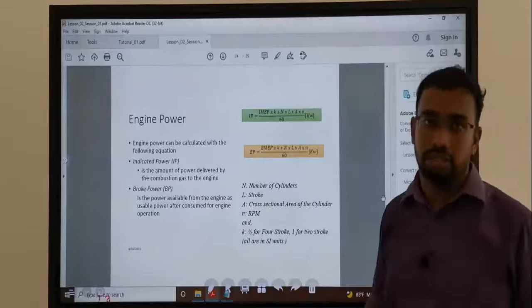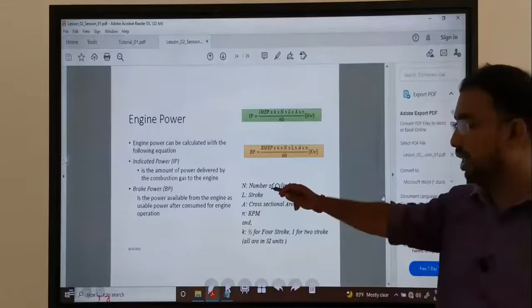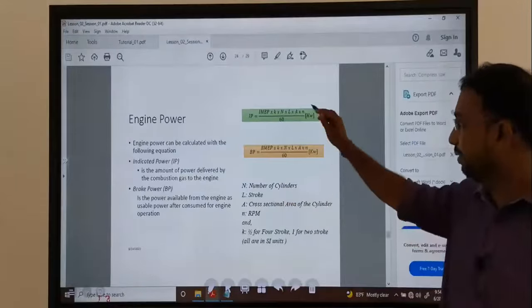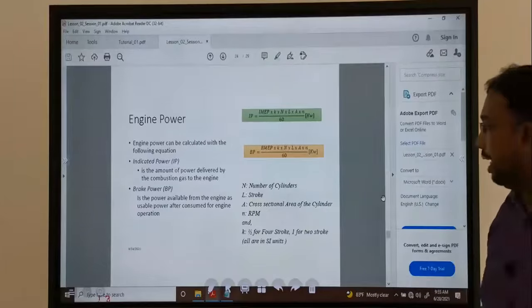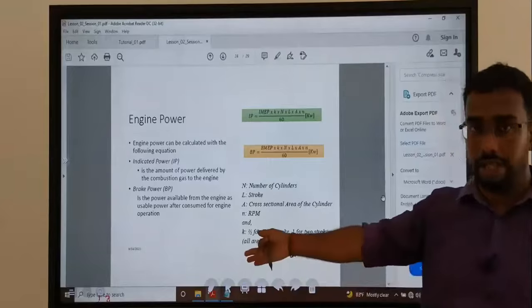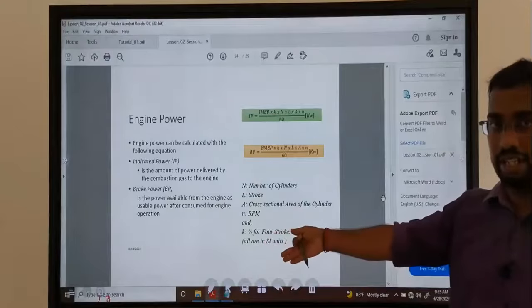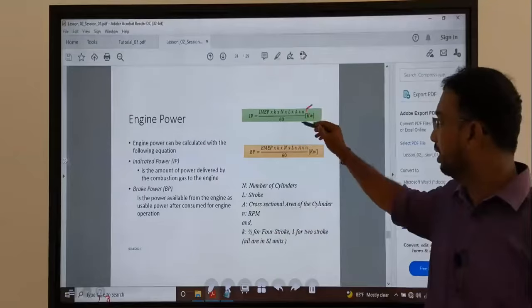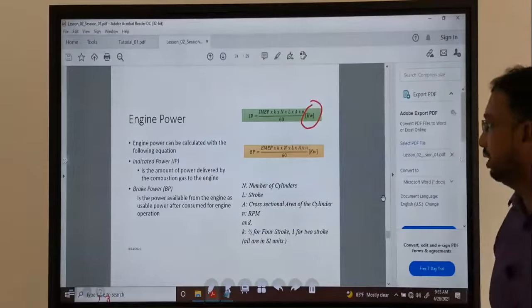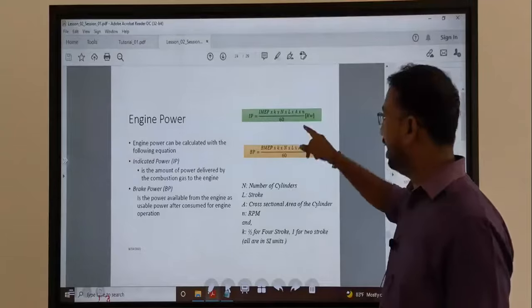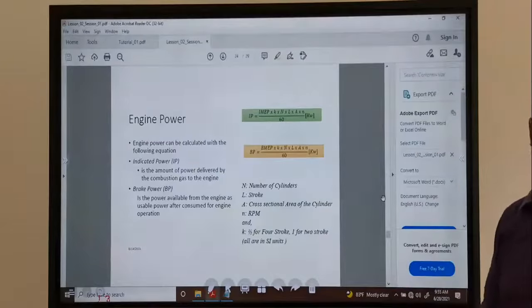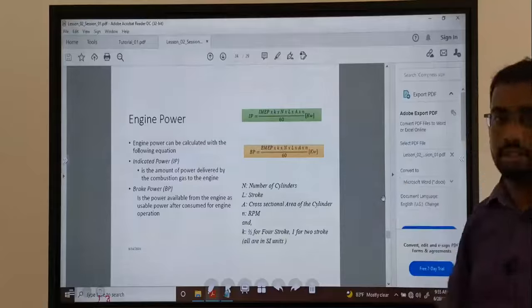L means stroke, which we also know, 82 something. A is the cross-sectional area of the cylinder, and N means rpm, the 3200 rpm. So the rpm we also know. Then divide by 60, and this comes to kilo. In the standard, we have to give the answer in kilowatt, that is the standard value of indicated power or brake power.